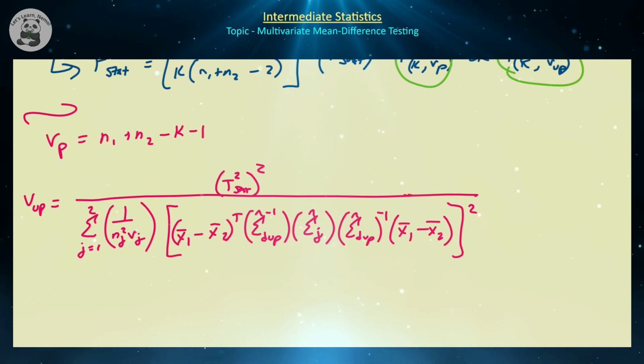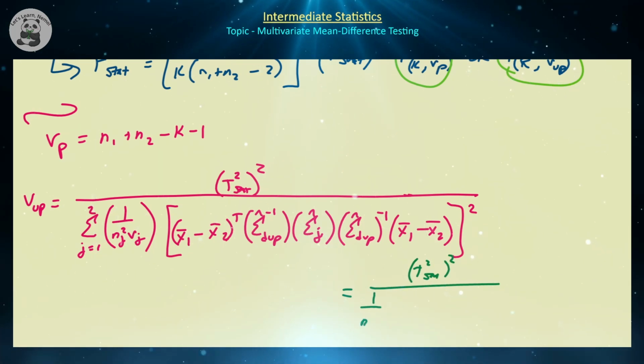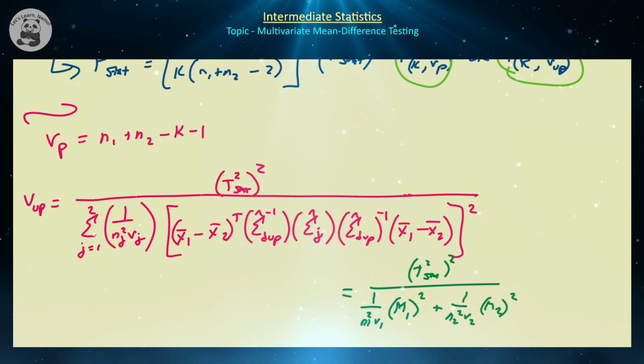If this formula confuses you, let's expand it. You're going to have the t-squared stat, the quantity squared, all over 1 over nj squared nu j times matrix stuff for 1. Let's actually change those subscripts since we're breaking it down. So that's going to be 1 over n1 squared nu 1, and then 1 over n2 squared nu 2 times matrix stuff for 2, and those matrix things are squared. That's going to be your degrees of freedom, and you can always check whether that makes sense, because it should be near the average of n1 and n2, slightly above the min and slightly below the max.